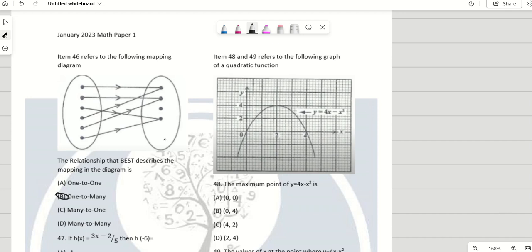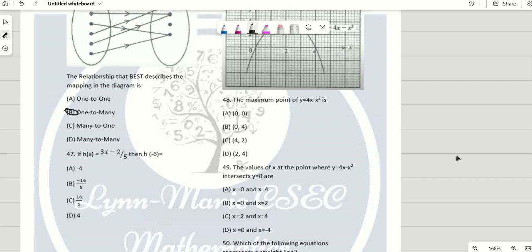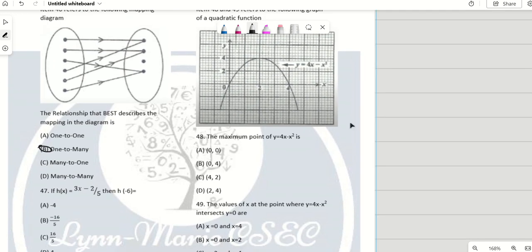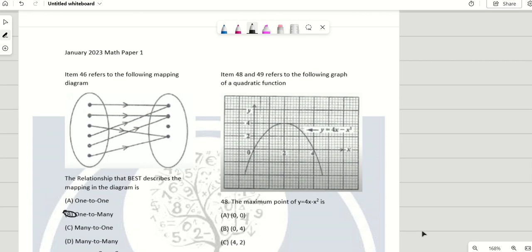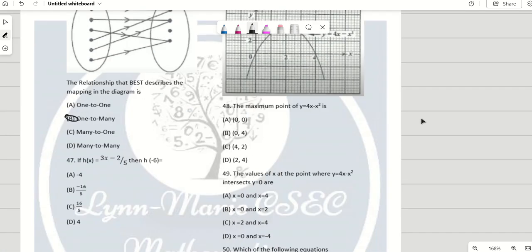Right? One of these in your domain is going to many of these in your range, and that is how you would get your answer. You're looking at how the direction of the mapping is going. Right, so this is 46.